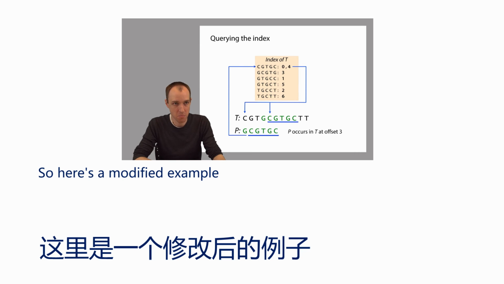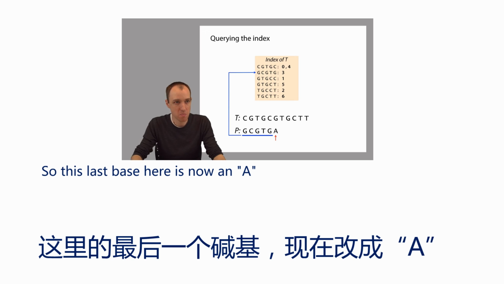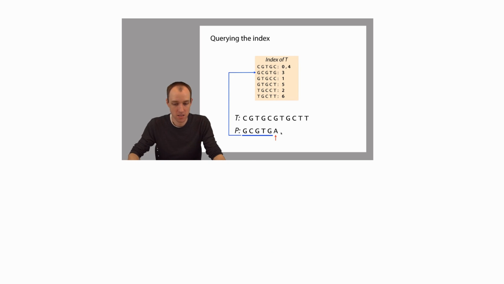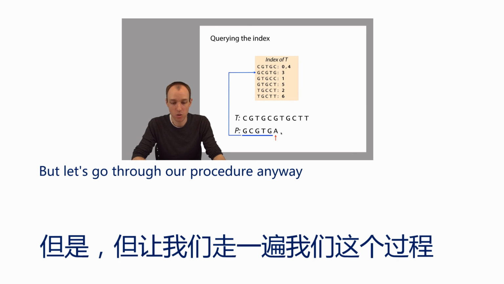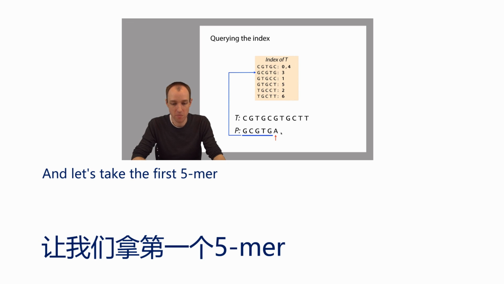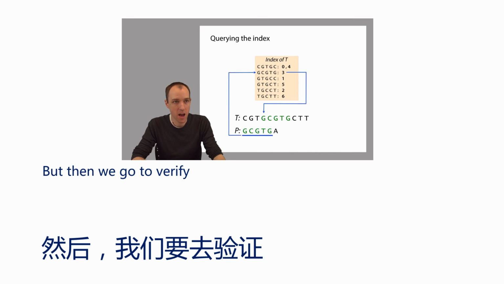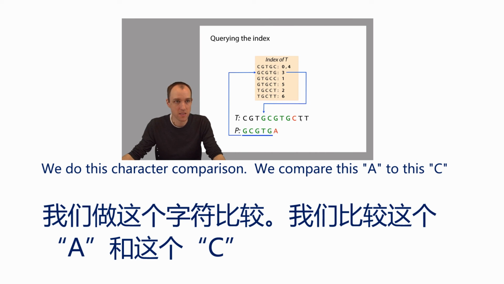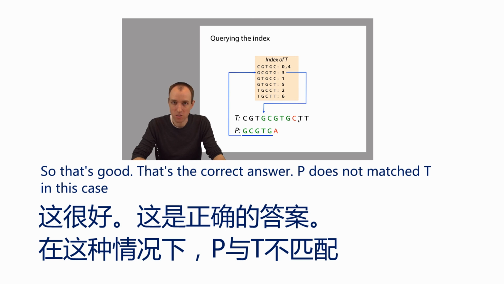So here's a modified example. This is just like the previous example, except that we made a substitution within P. So this last base here is now an A. So P no longer matches within T because of this change that we made. But let's go through our procedure anyway, and let's take the first 5-mer, and we'll query the index, and we see that that 5-mer hits at offset 3, right here. But then when we go to verify, we do this character comparison. We compare this A to this C, and we find that P does not match T. So that's good. That's the correct answer. P does not match T in this case.